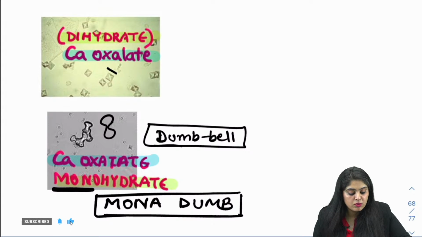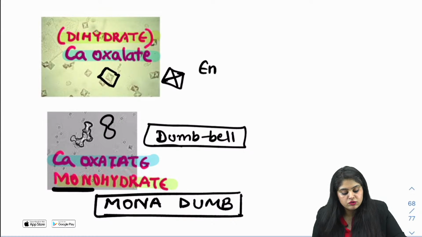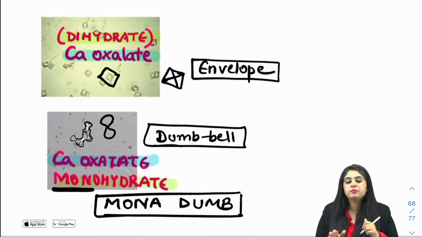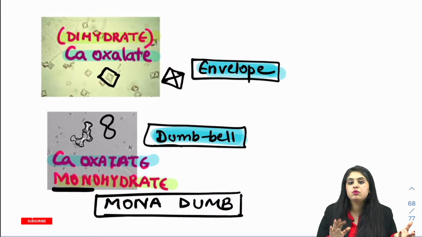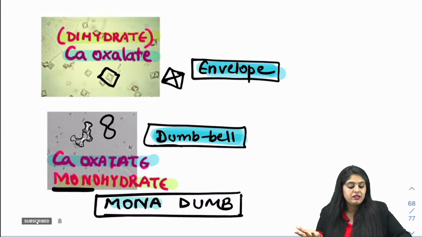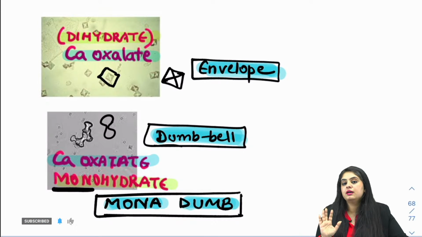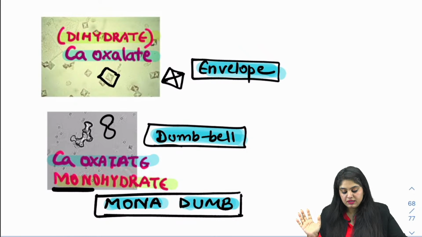And what is the calcium oxalate dihydrate? That looks like an envelope. So the one which looks like an envelope is going to be calcium oxalate dihydrate. So simple, ma'am, there are 2 calcium crystals. One of them is the envelope wala crystal, one of them is the dumbbell wala. So how will I differentiate in the exam which is monohydrate, which is dihydrate? Mona is dumb. Monohydrate wala is the dumbbell shape and the other one becomes the envelope shaped.